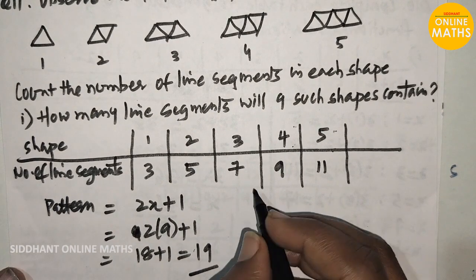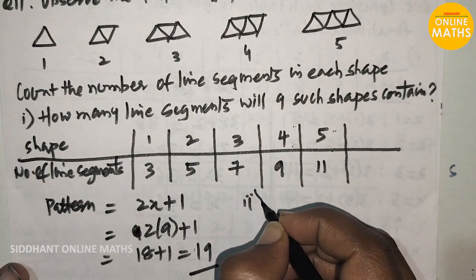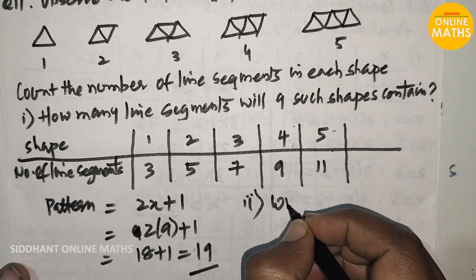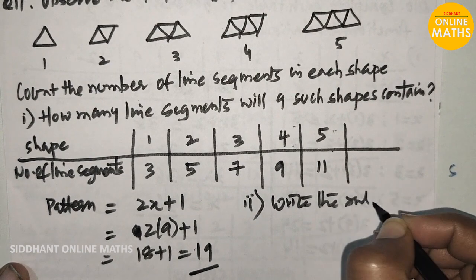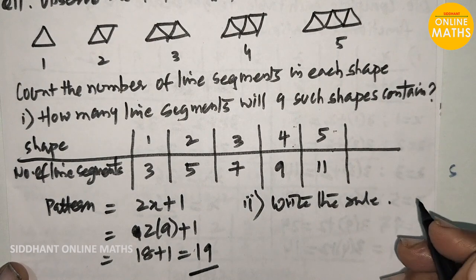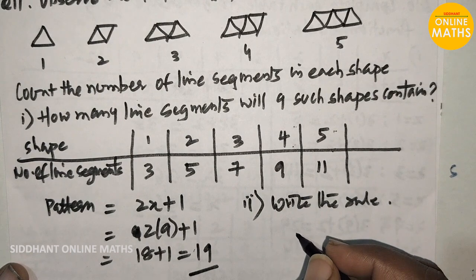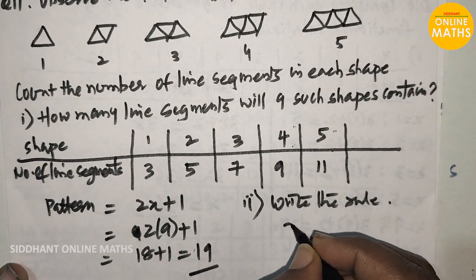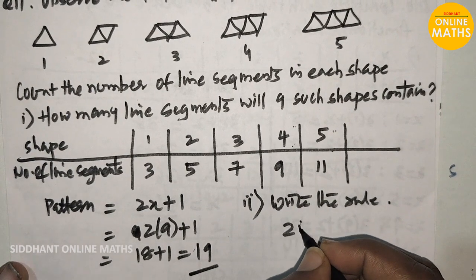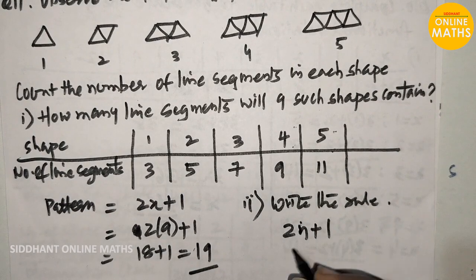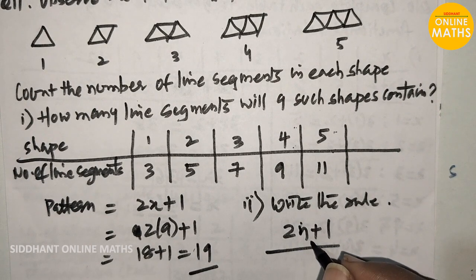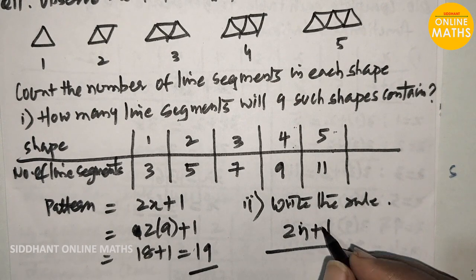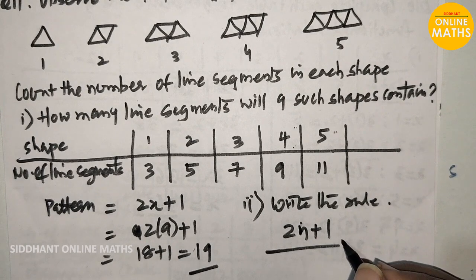In that question, they asked second question, write the rule for above pattern. So above pattern, if you take n here, then 2 into n plus 1. So this will be your pattern. 2n plus 1 will be your pattern. Input the number of shapes in place of n, then you will be getting the line segments.